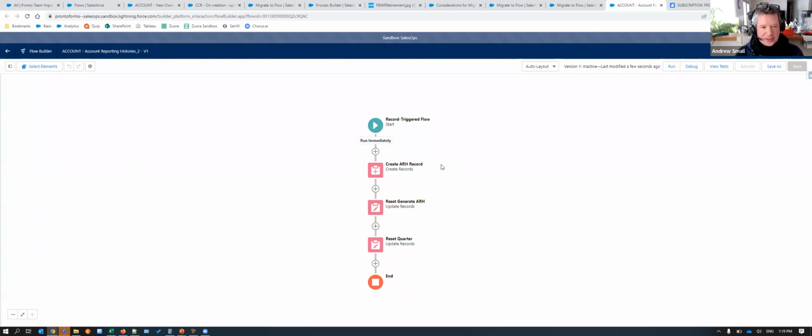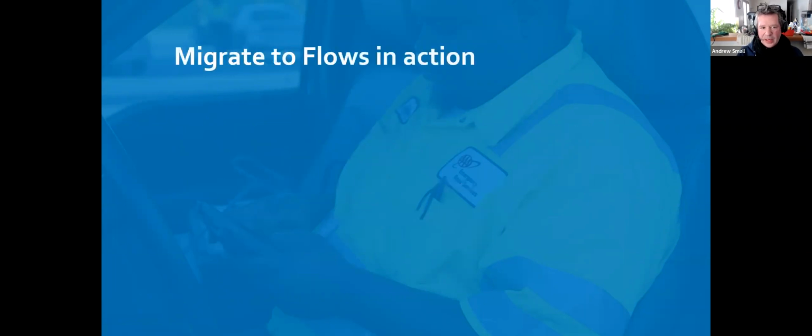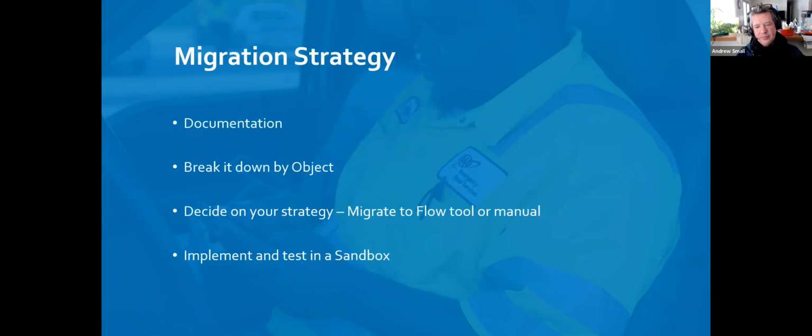So we have to think to ourselves, what is the best way to actually do it? Given the fact that it doesn't work on all workflows, though it seems to work on all process builders, it does provide an easy interface for migrating your existing automations, but there's always going to be a decision that you will have to face. Now, this is where we get onto the migration strategy.